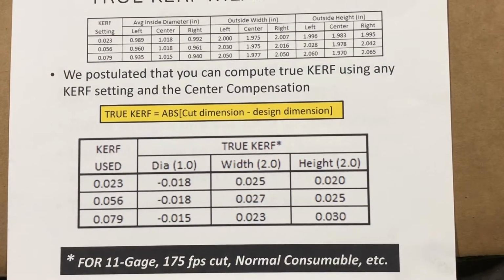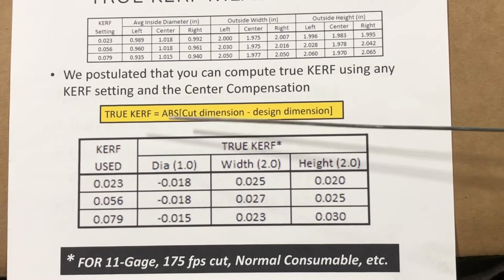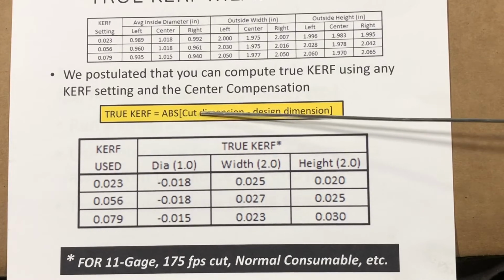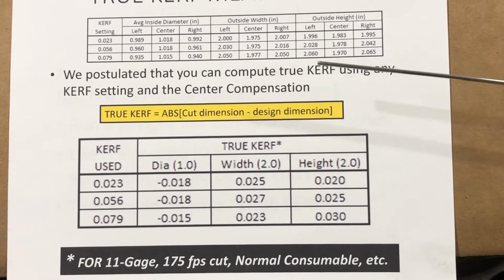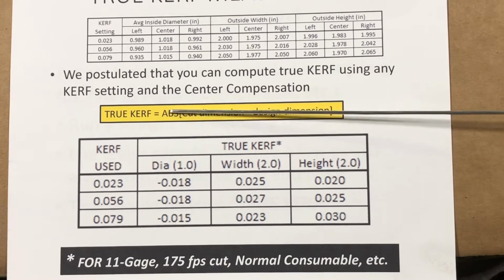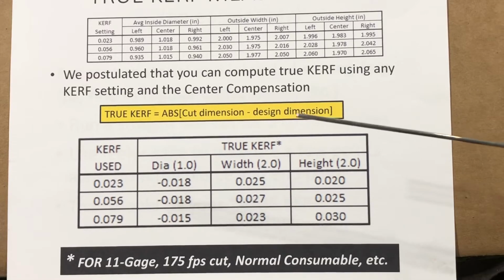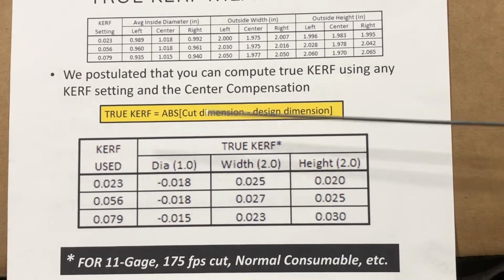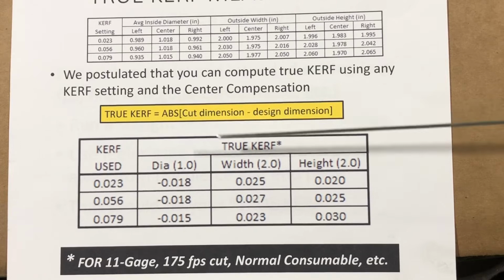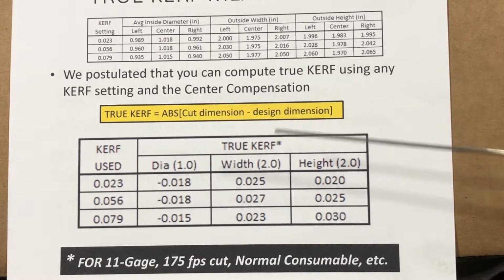So now that we have all that data, let's go back to what we postulated, that we could take the center sideways compensation selection and take the difference between our desired cut and our actual dimensions and come up with true kerf. So in here we say, okay, we're going to take the cut dimension minus the design dimension, and that value, we're going to take the absolute value because one could be larger than the other and you wind up with a negative value. We're going to ignore all that. We're just going to take the value as a positive and see what happens.